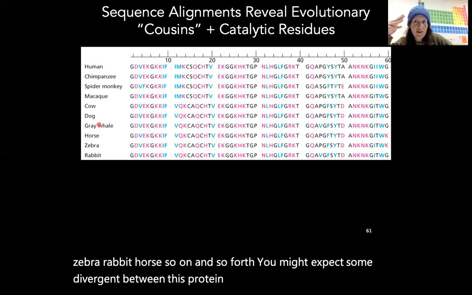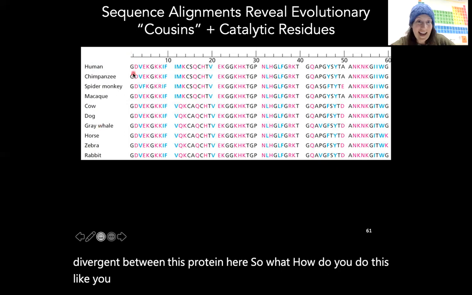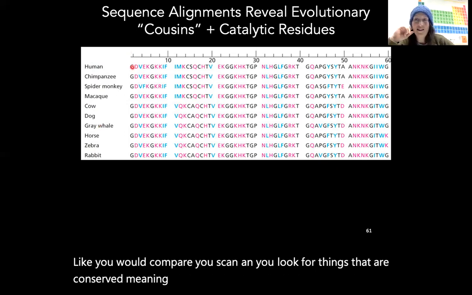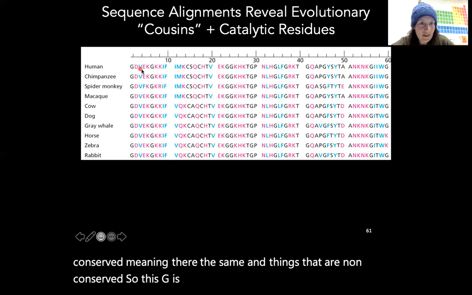So how do you do this? You compare, you scan, and you look for things that are conserved, meaning they're the same, and things that are non-conserved. So this G is actually this G, D, V, E, K, G, K, K, I, F.